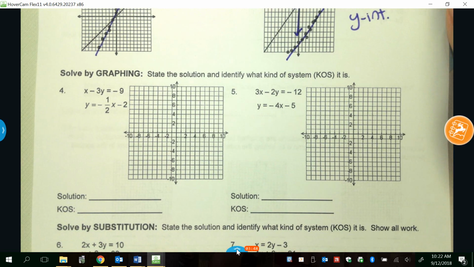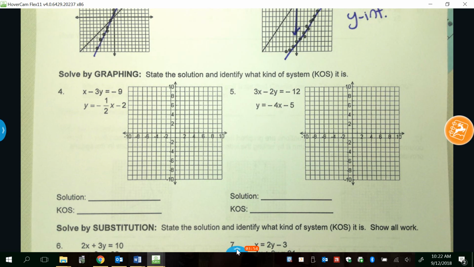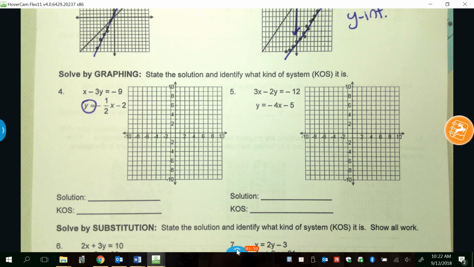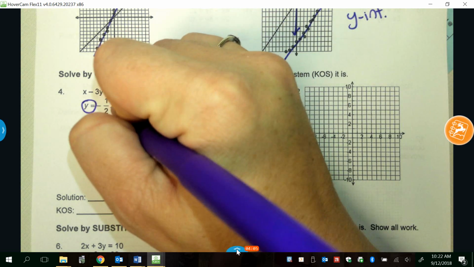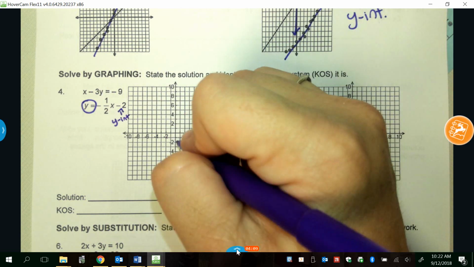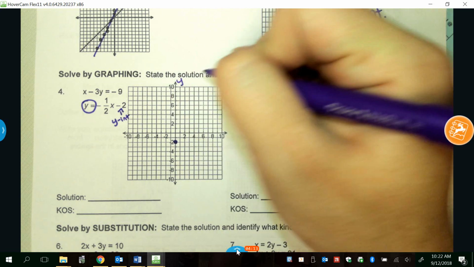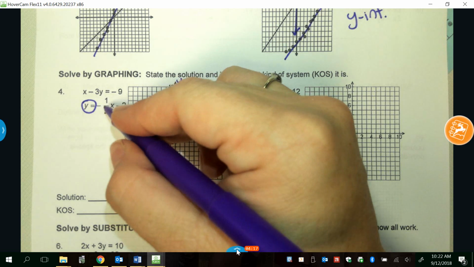Okay, the big thing to notice here, it says solve by graphing. You will have to solve at least one on the test by graphing. Okay, so I want you to notice that this equation is already y equals, which means it is ready to graph. So we're going to plot our y-intercept first. Remember, your y-intercept is the number without the x when y is by itself. So that's my negative 2. Remember, y to the sky. Okay, and then my slope is negative 1/2.